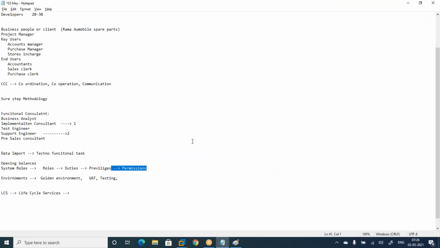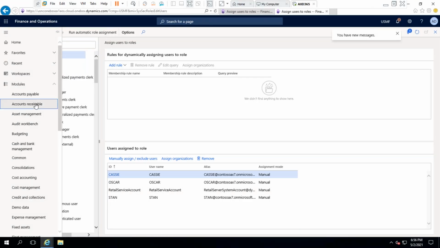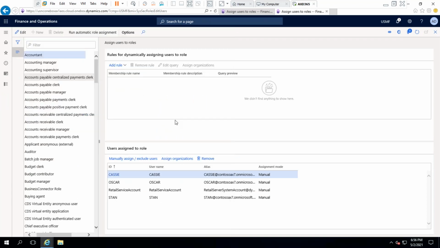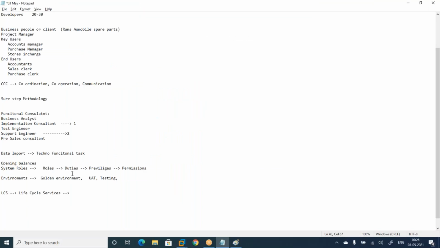Actually, this is a part of administration roles, one of the administration functions. Suppose you are going to do a sales order process. This is the sales order form. The complete form is a duty. Sales order form is one duty. In the same manner, purchase order form is one duty, and vendor payment is one duty.